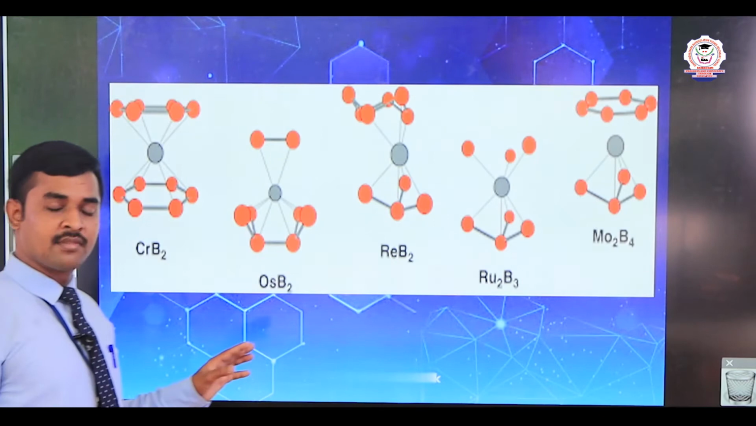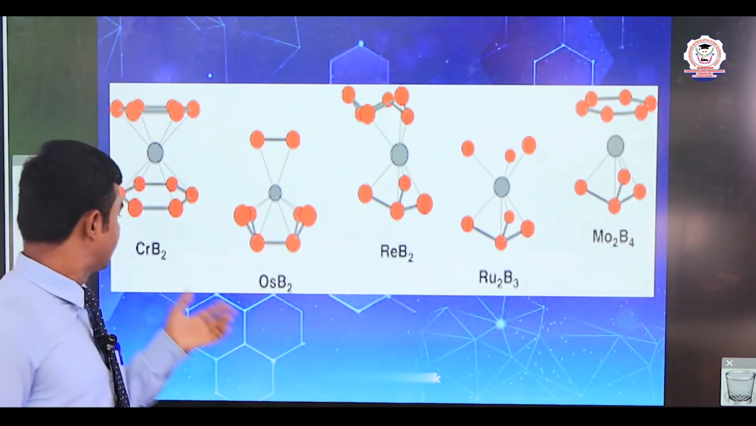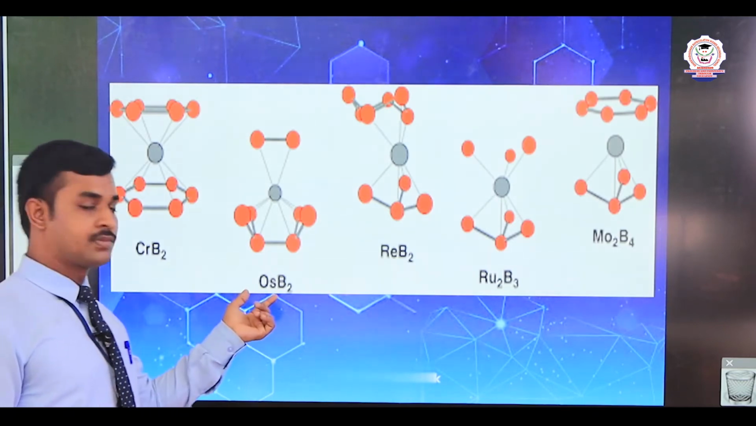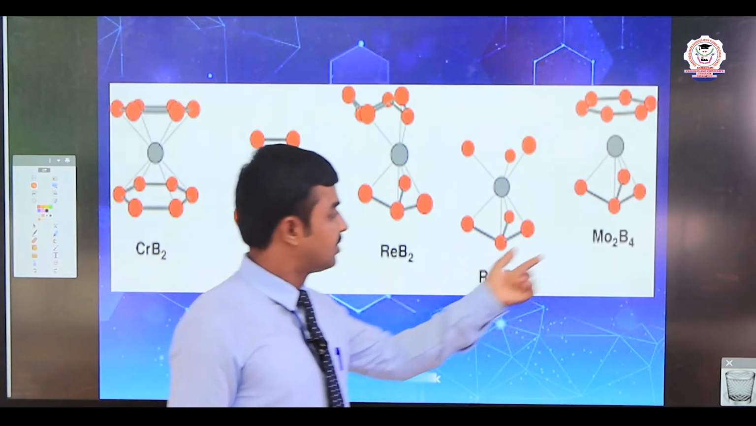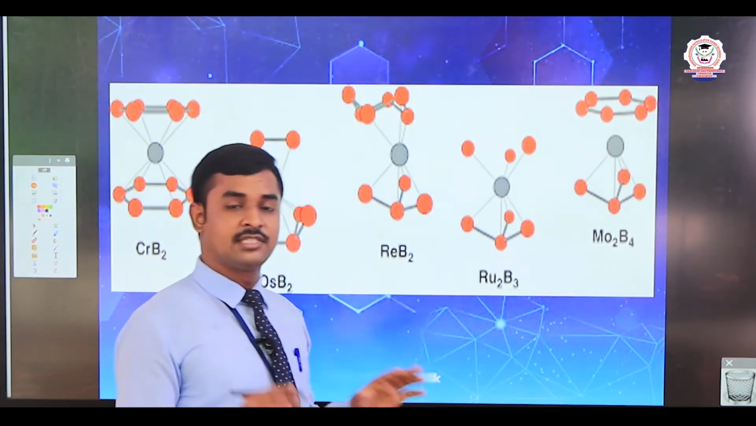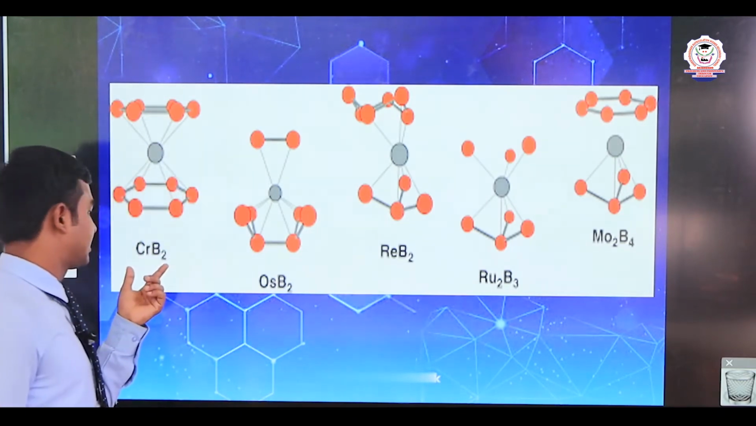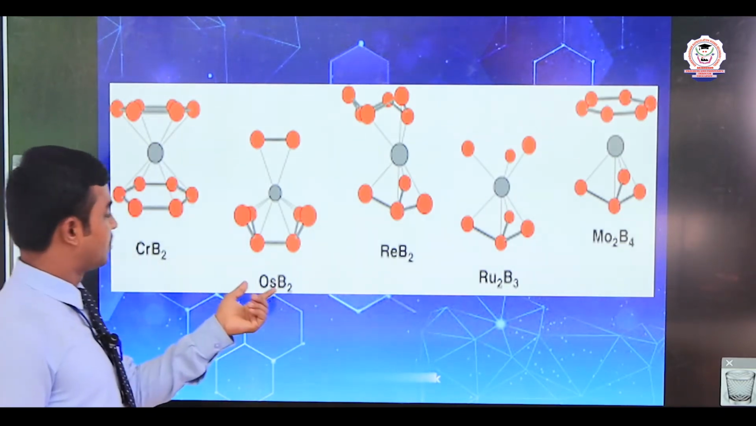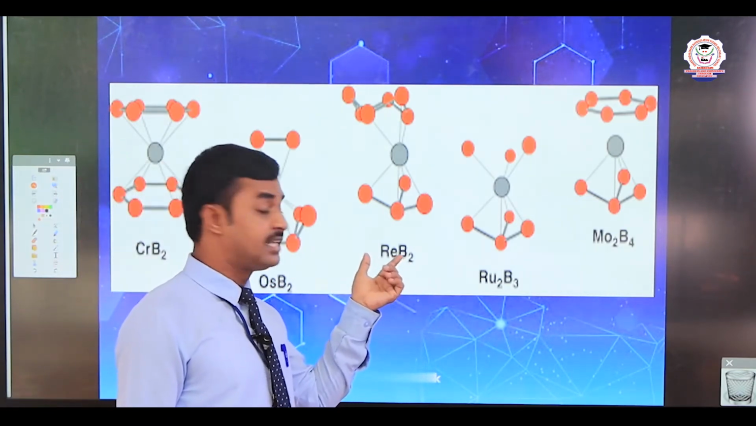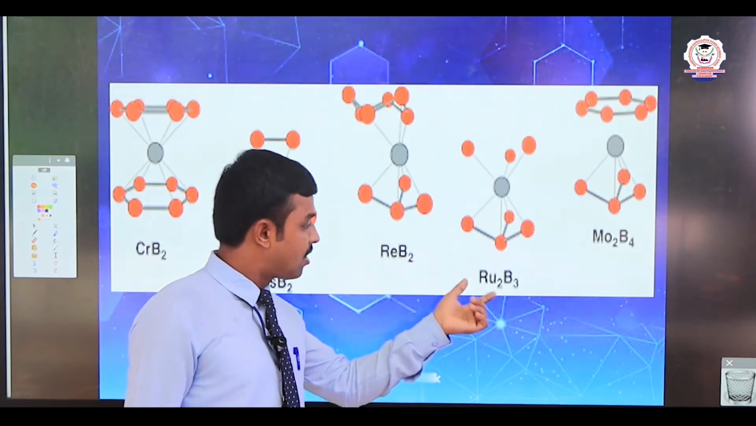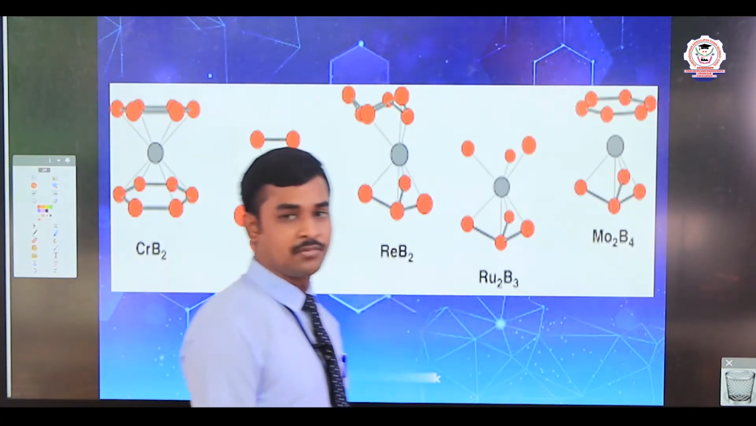Let's see, students. Likewise, the metal borides in various types also formed. Chromium boride, osmium boride, rhenium boride, ruthenium boride, molybdenum boride. Likewise, different metal borides are formed in different formulas. Chromium boride can take CrB2 generally, OsB2 osmium boride, ReB2 rhenium boride, Ru2B3 ruthenium boride, Mo2B4 molybdenum boride.